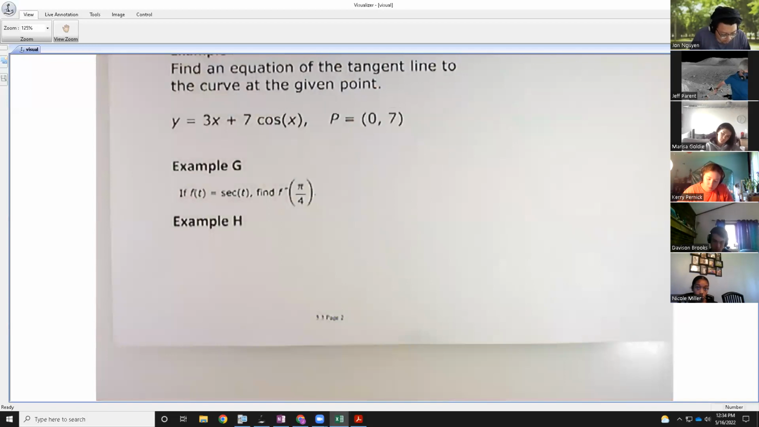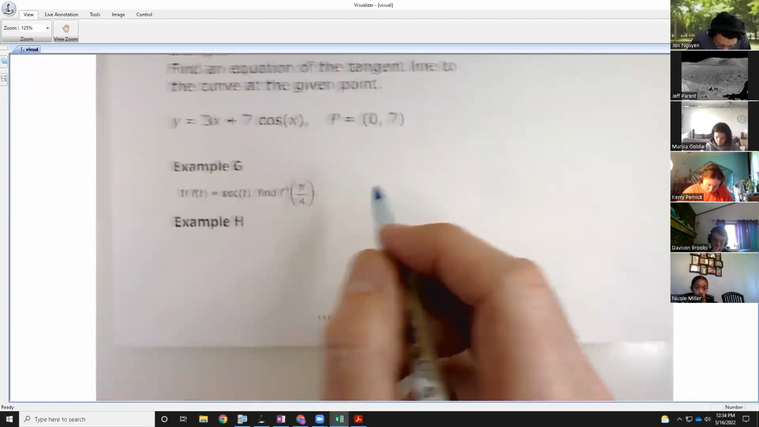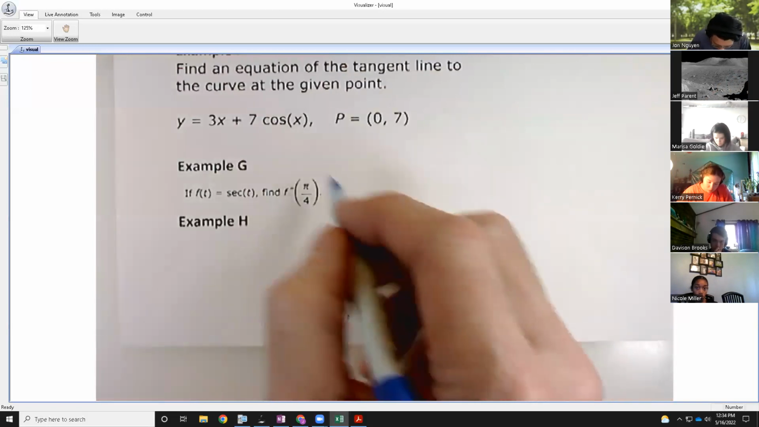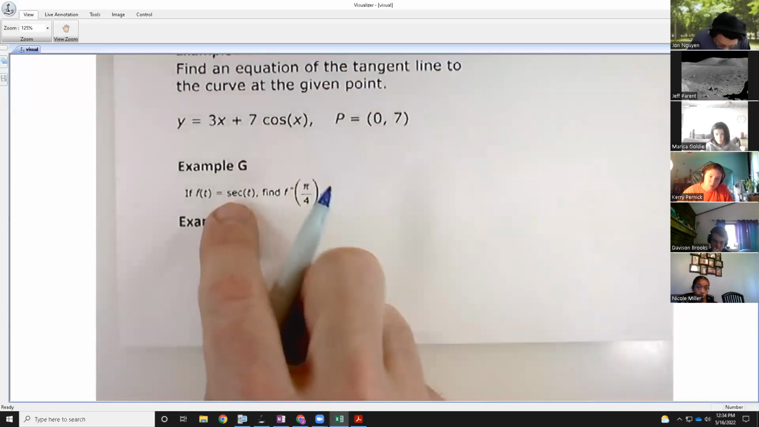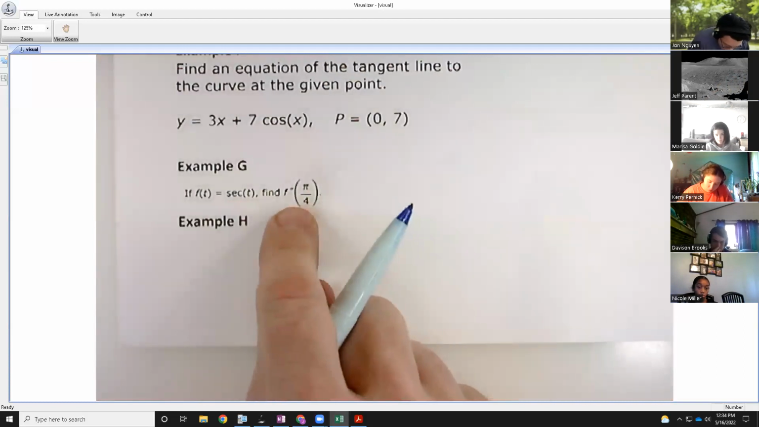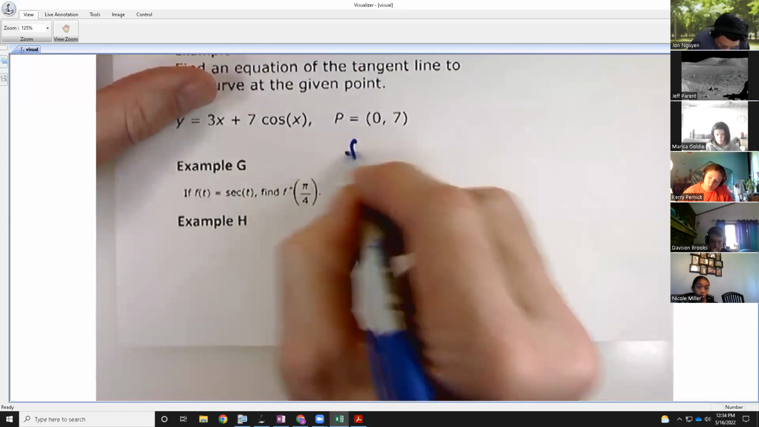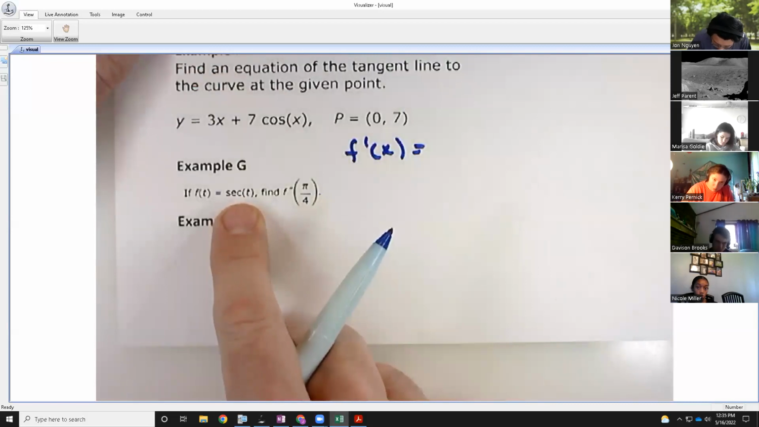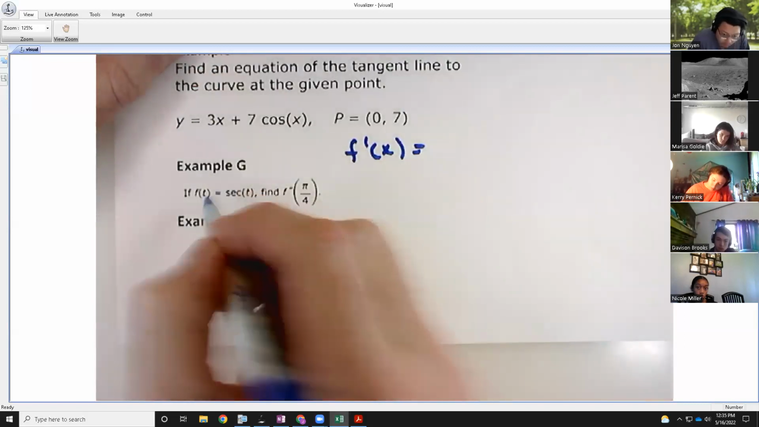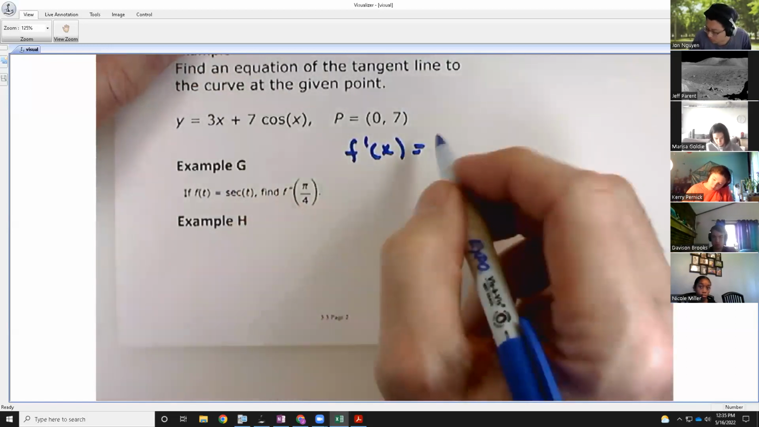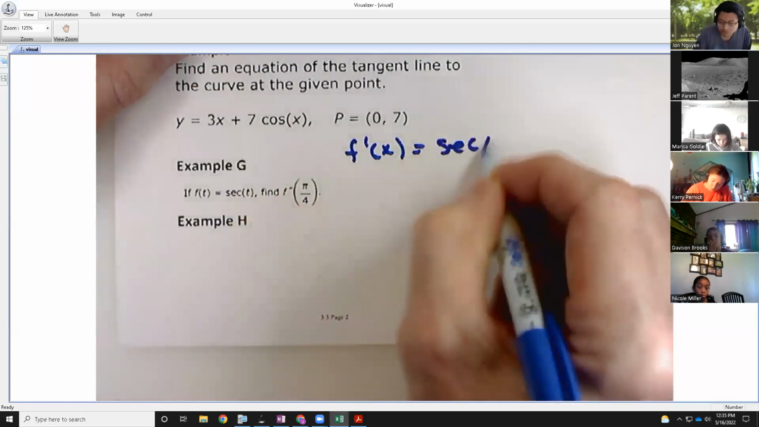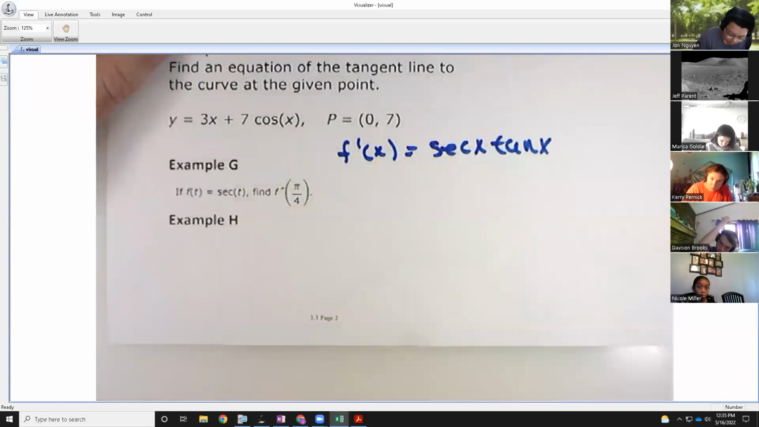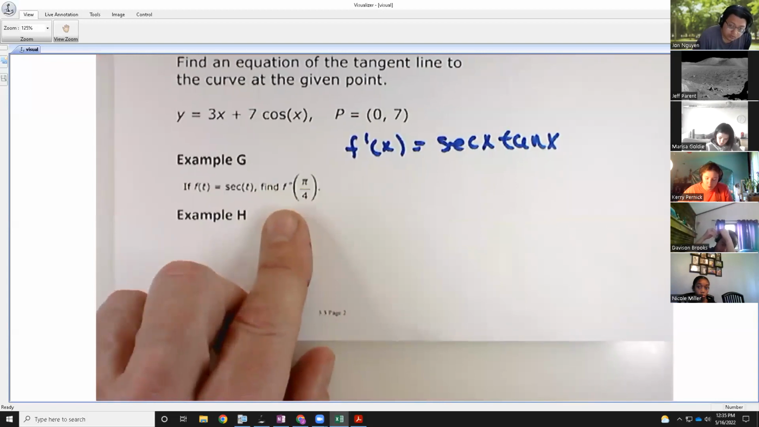Here's kind of a cute one. I'm going to go through this one a little fast because I want to spend a little time on example I. I don't know if I'll get to example G or example J, but f of x is a secant of x, and I want you to find f double prime at pi over 4. So f prime of x. Now, I don't expect you to have these memorized yet. F prime of x is going to be the secant of x times the tangent of x. But they want f double prime here.